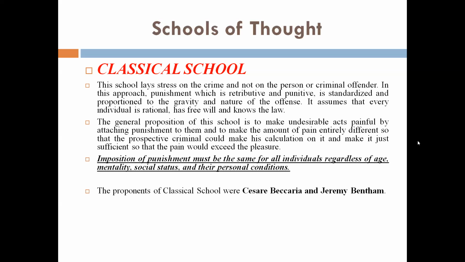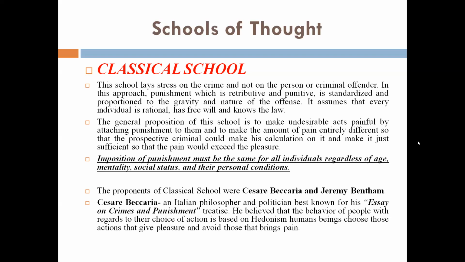The proponents of the classical school are the following. First, Cesare Beccaria, who is the founder of the classical school. Another, Jeremy Bentham. Cesare Beccaria is an Italian philosopher and politician best known for his essay on crimes and punishment. He believed that the behavior of people with regard to their choice of action is based on hedonism. Meaning, human beings choose those actions that give pleasure and avoid those that bring pain. In terms of the commission of crime, they prefer to focus on the pleasure rather than thinking on the possible consequences of their action, as long as there is more pleasure.